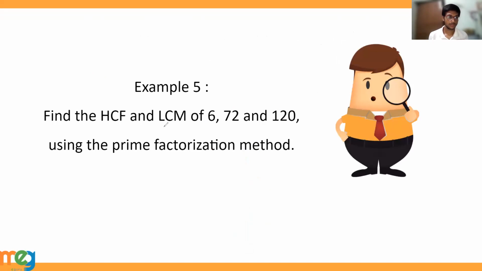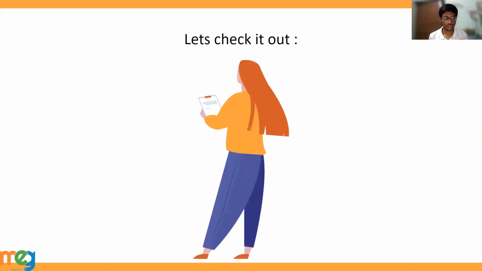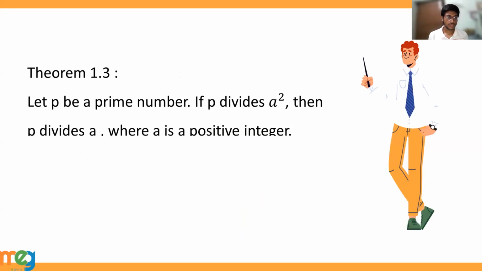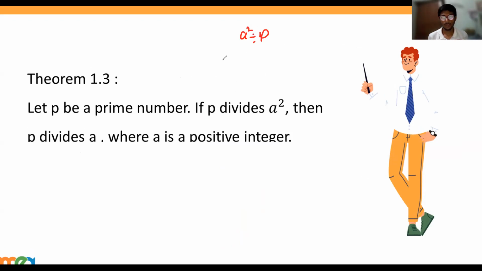Okay, so moving on. So this was our third part. This is actually based on the fundamental theorem of arithmetic, but by using this theorem, we proved the irrationality of some numbers. This theorem basically says that if P divides A square, that means A square is divisible by P, this means that A is also divisible by P.